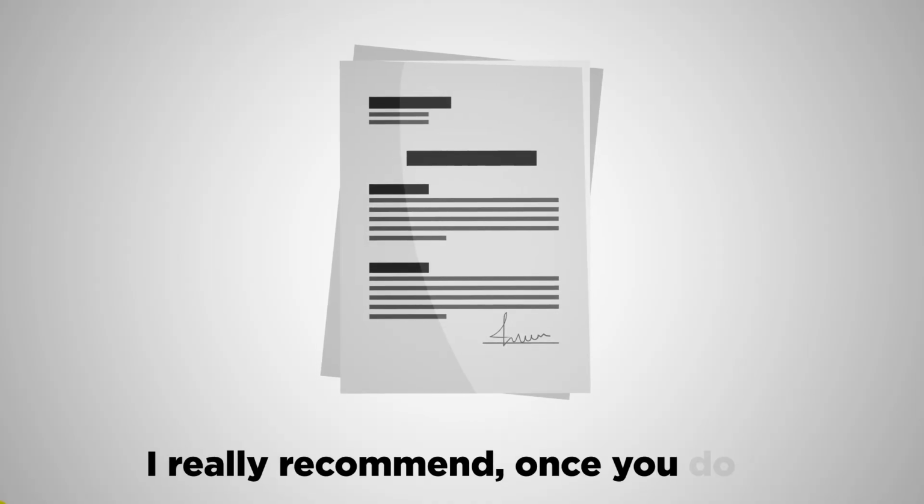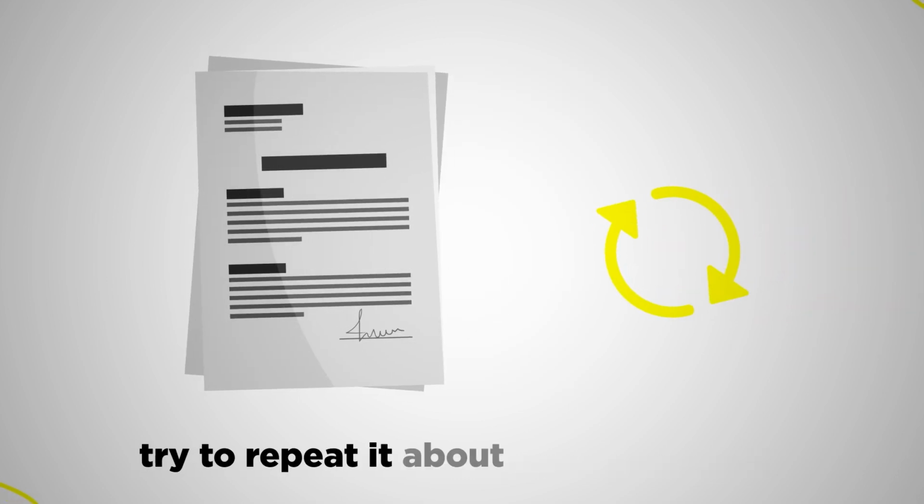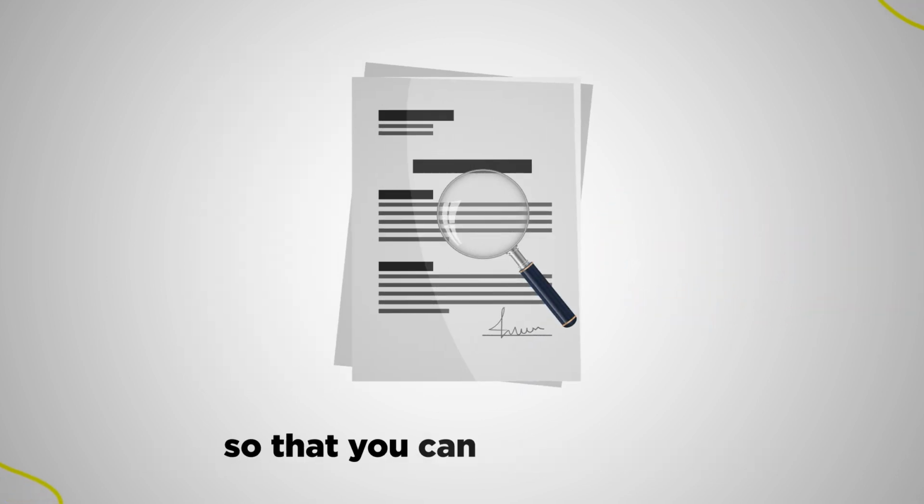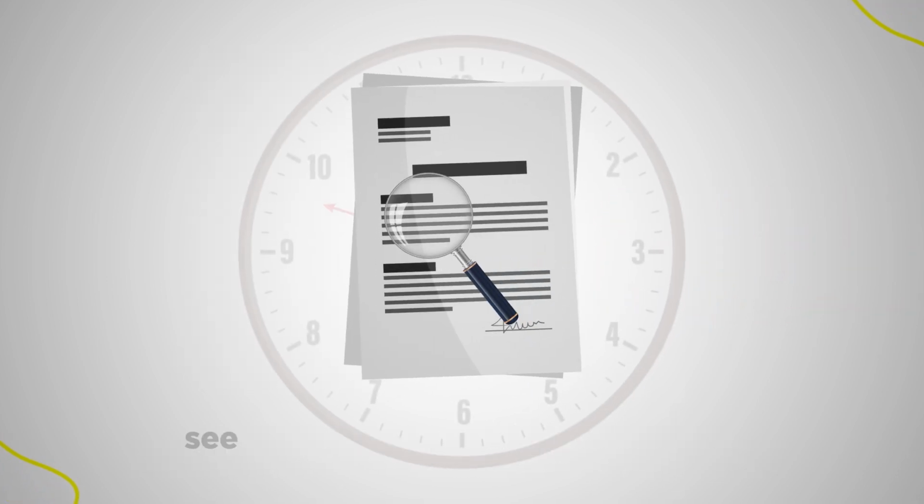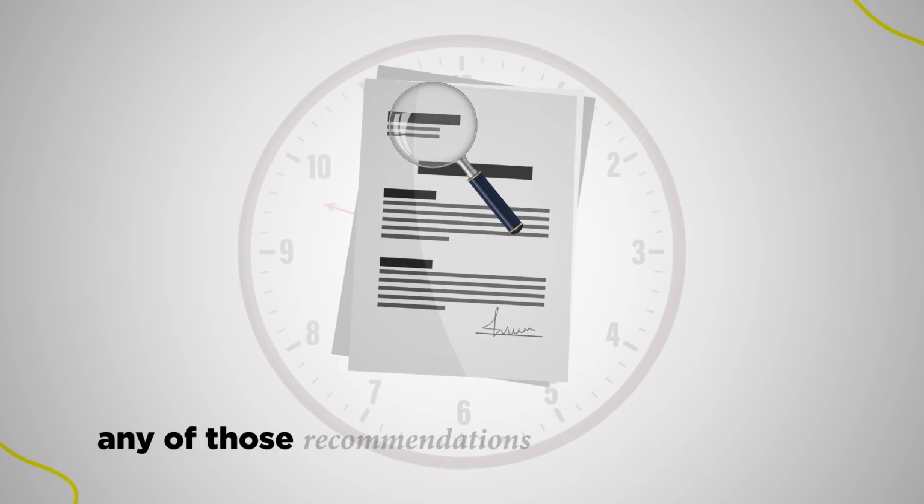You can really do an internal communications audit anytime that you want. I really recommend once you do it, try to repeat it about every 2 years so that you can compare the progress you're making over time, see if you're actually implementing any of those recommendations that you found, and see what's changing over time. It stops your system getting stagnant or breaking down because you're constantly iterating and improving as you go.